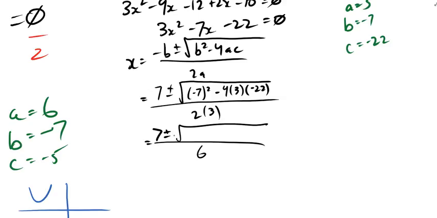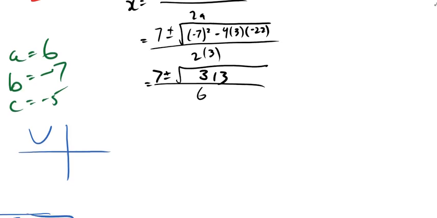What should I have under my radical sign? Anybody have that? Liam, what'd you get? 313. Anybody else get 313? Awesome. Yeah, good. 313. Does that reduce? I don't think so.